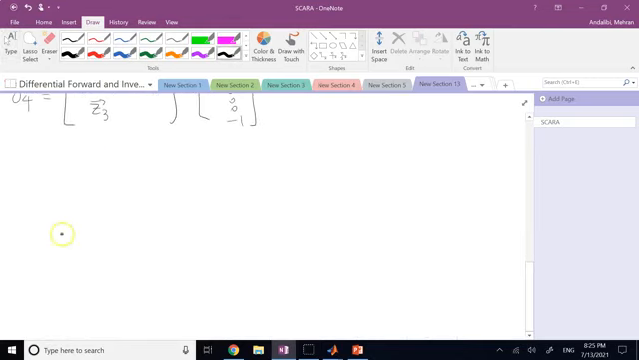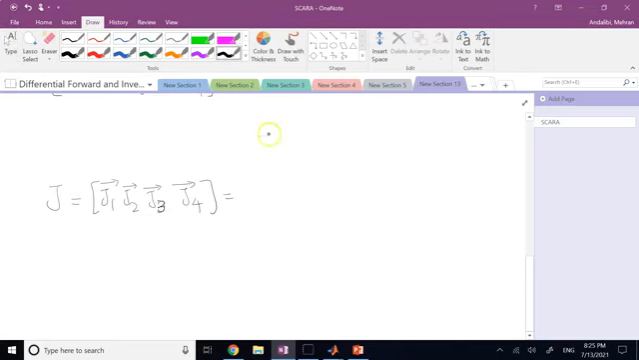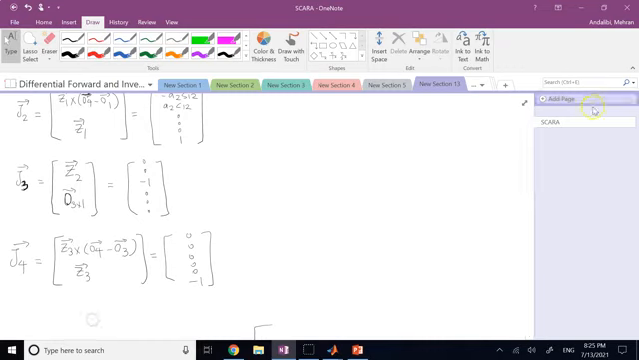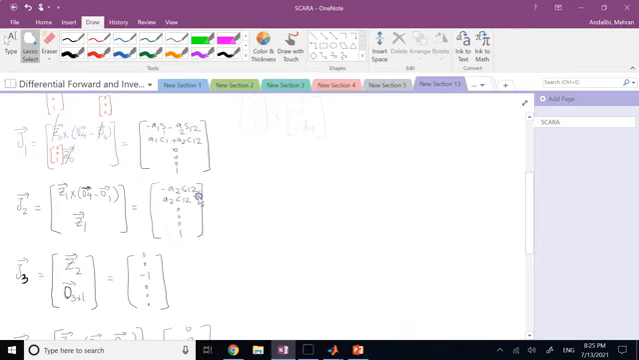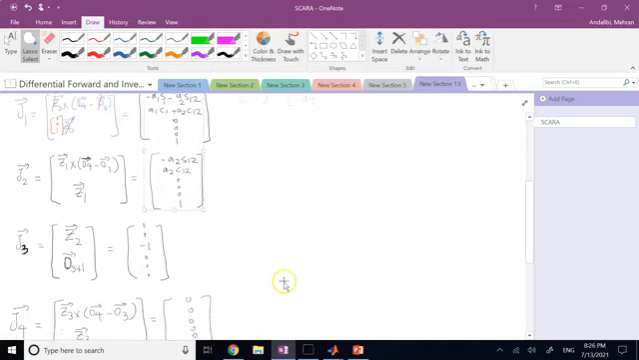And so once you put all of this together, your Jacobian is going to be... see if I can get this portion.